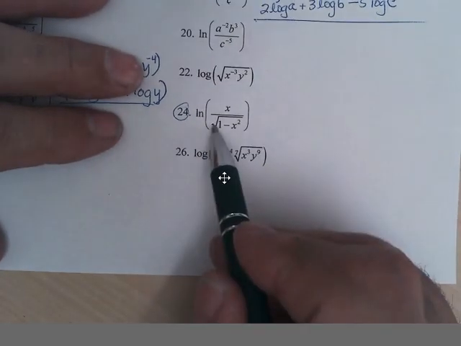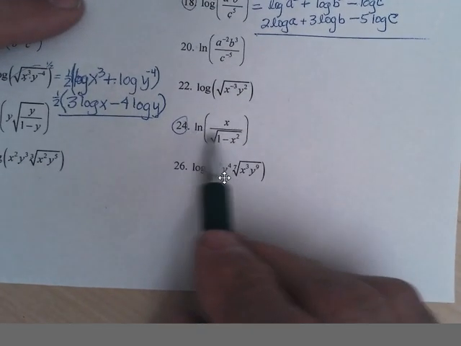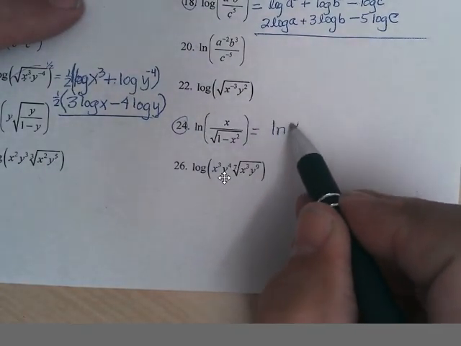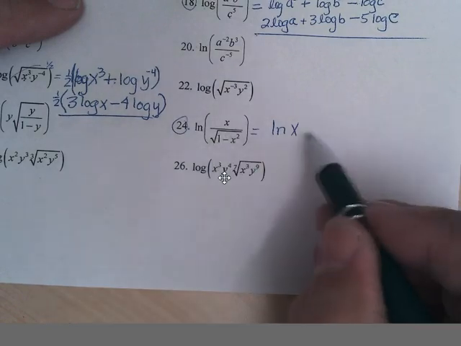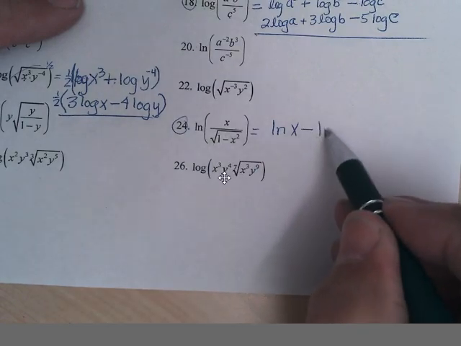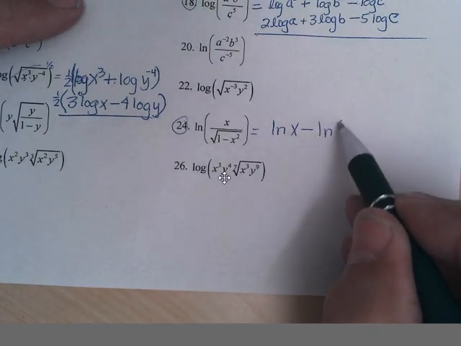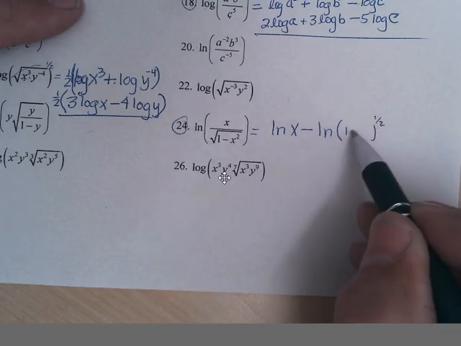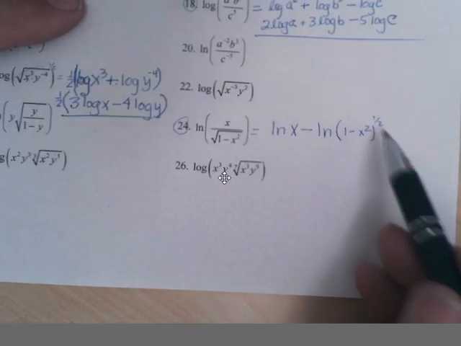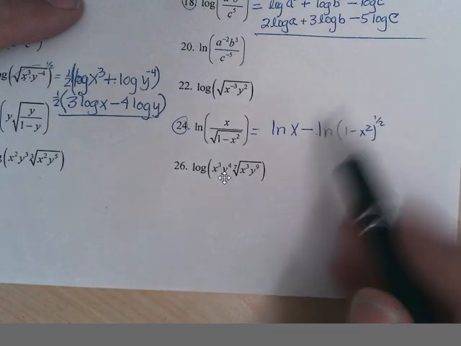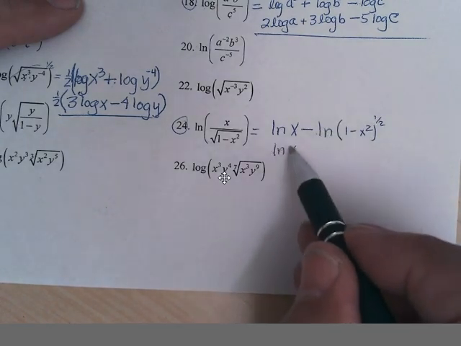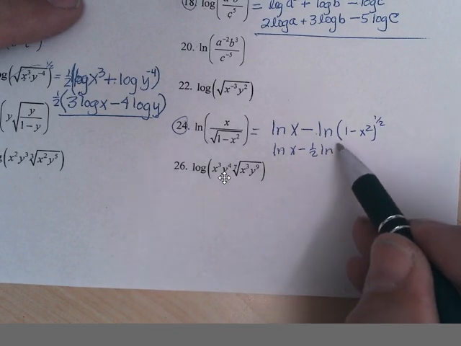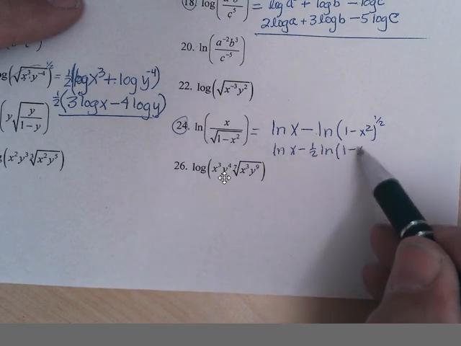Now this one, the square root's not on everything, so first we're going to have to split it. So it's going to be ln of the x, and it's divided by this, so it's minus ln of the square root, which I'm going to write as a power, of 1 minus x squared. And then I can move the power down there, so I'll have ln x minus 1/2 ln of 1 minus x squared.